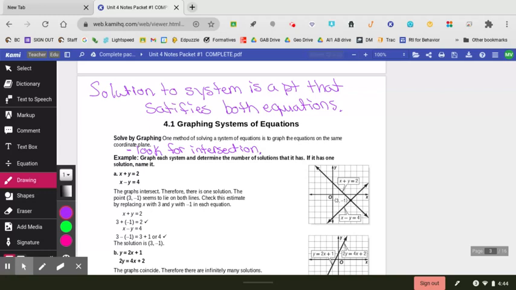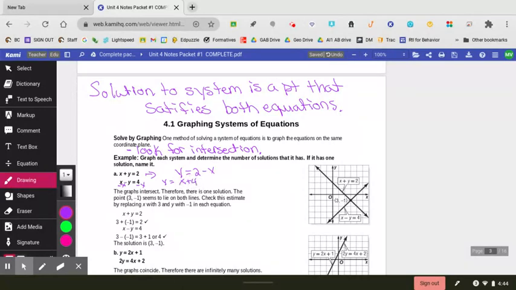So if I graph each system, determine the number of solutions that it has. If it has one solution, name it. So if I graph x plus y equals 2, how I'm going to graph that is I rearrange it by subtracting x from each side, so I have y equals 2 minus x. And then for this one I'm going to subtract x and also divide by -1. So that gives me y equals x plus 4.